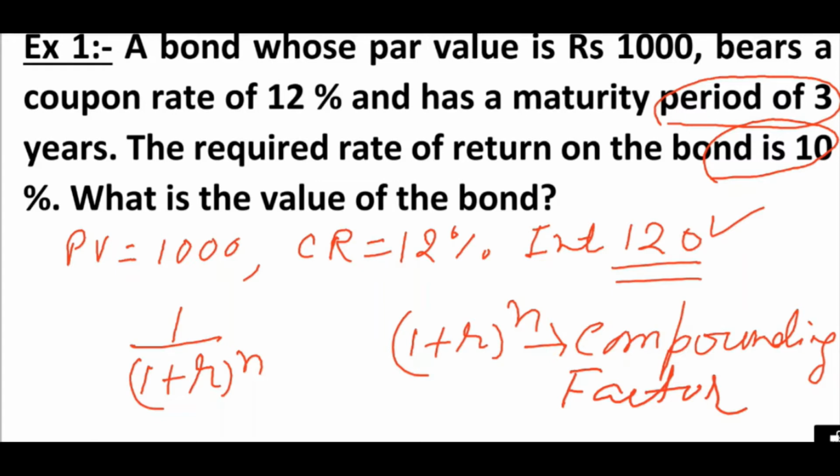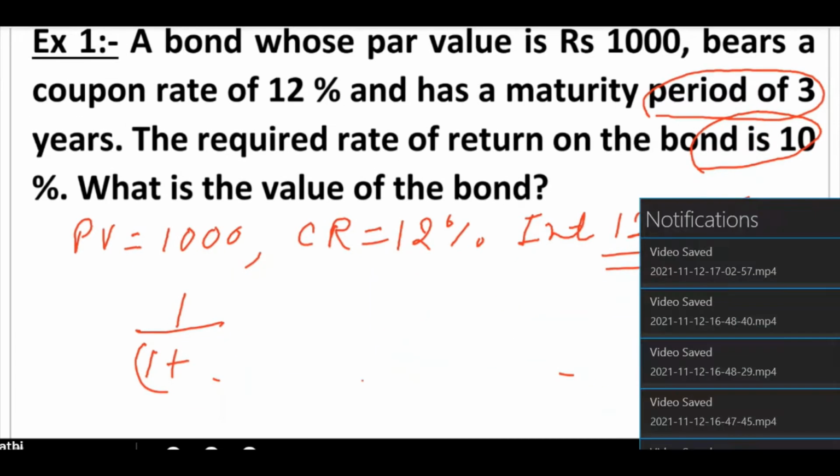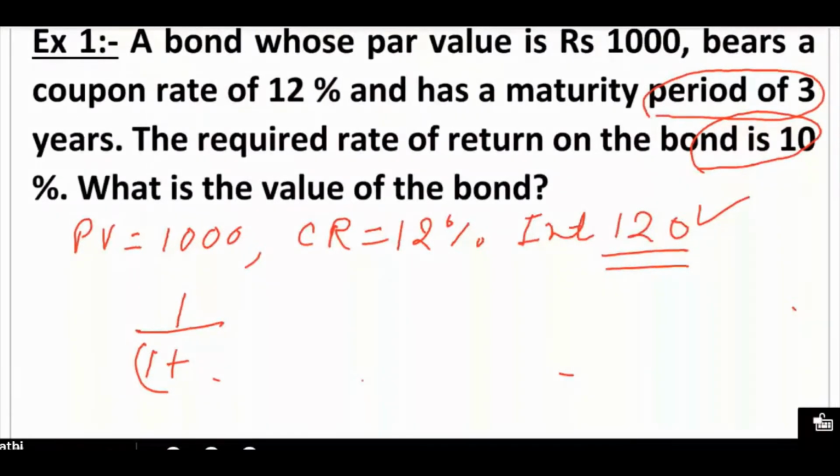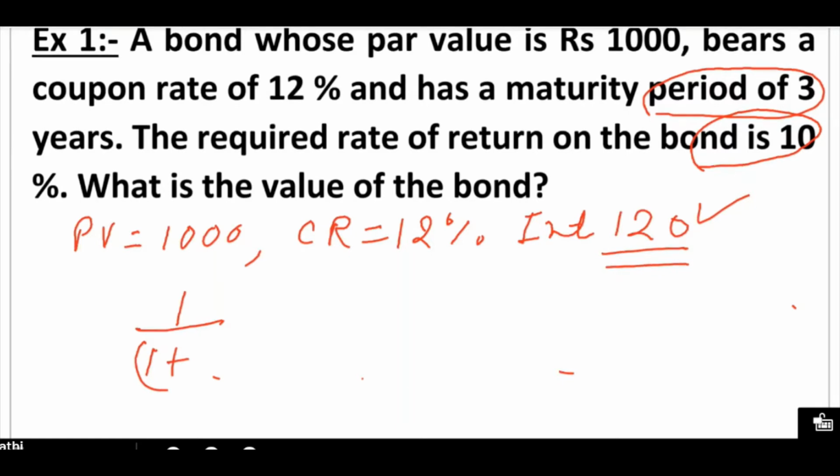Okay, so here we are using the concept of discounting factor. Whatever interest we are getting at the end of first year, second year, third year, we'll be reinvesting at the rate of 10% here. The given rate here is 10%.